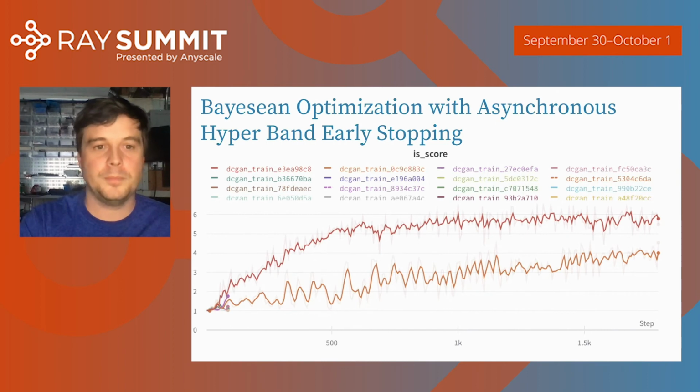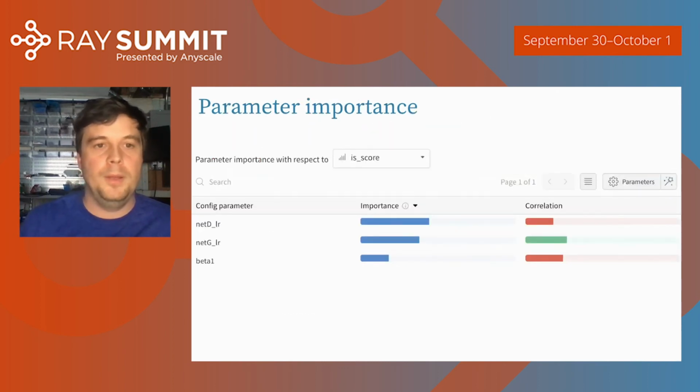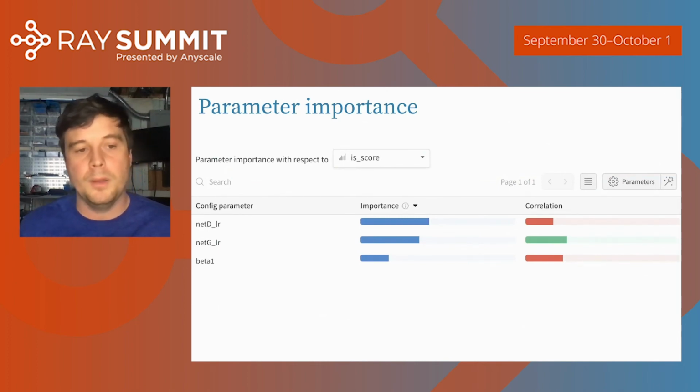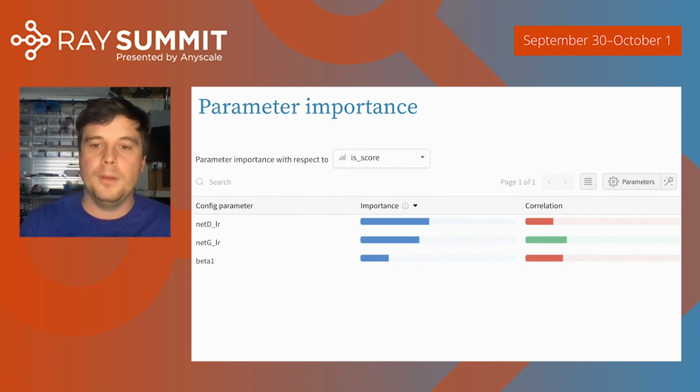Now, some of the things that Weights and Biases gives you is something called parameter importance. And this is always a really interesting thing to look at. You can look at this on this GAN, and you can see that there's actually 3 configurations here, which is a low number, but 2 of them are kind of anti-correlated with performance. That's why you see the red here. And then 1 is correlated with performance.